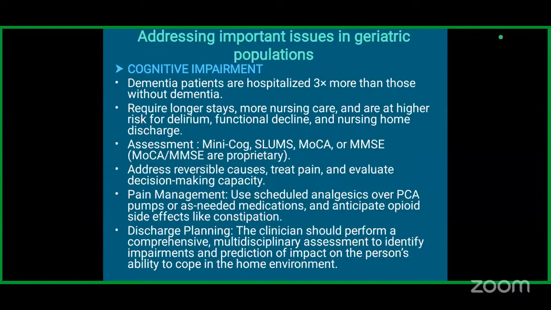Addressing important issues in the geriatric population. These are several topics that require special emphasis in geriatrics. Cognitive impairment: dementia patients are hospitalized 3 times more than those without dementia, requiring longer stays and more nursing care, and are at higher risk for delirium, functional decline, and nursing home discharge.